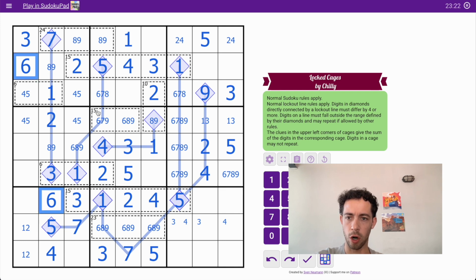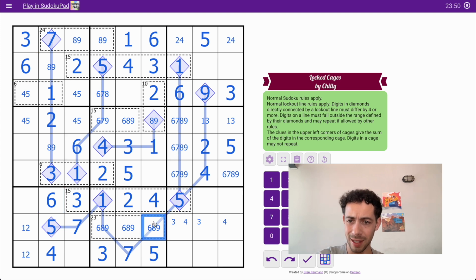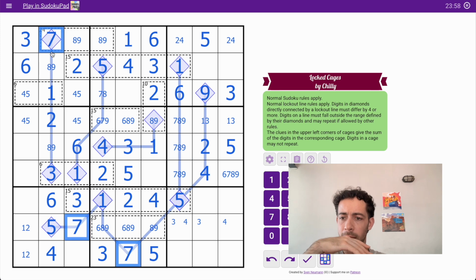All right, let's try finish strong. That is going to be our 6 over there. That's going to be our 6. Let's fill those in. And let's try propagate that. 6s. That should be good enough.